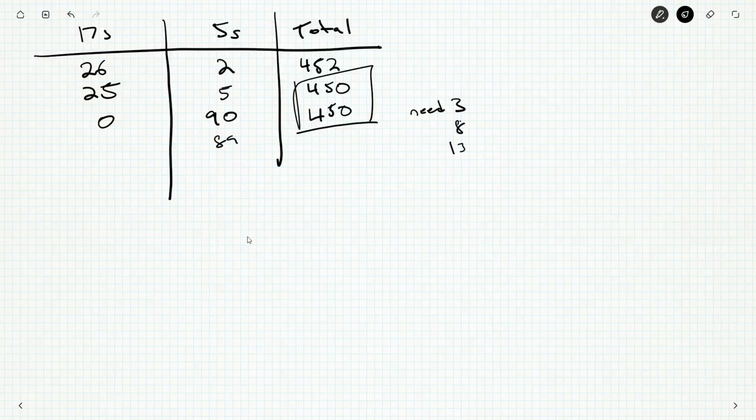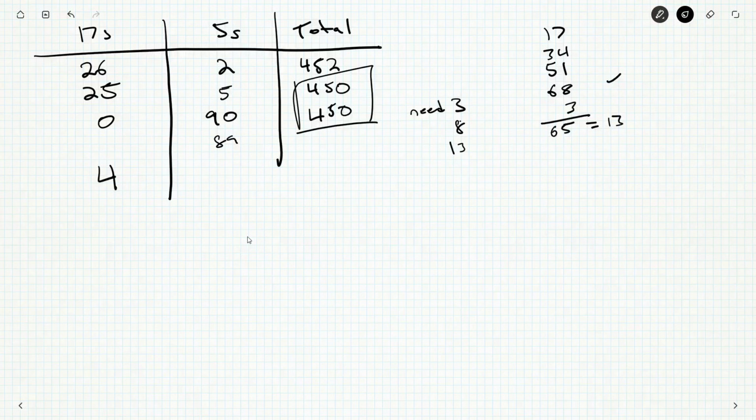Let's think of multiples of 17. 17, 34, any of these that have a 3 or an 8 at the end will do. 51, no, but 68, yes. So if I had 4 17s, and then subtract off 3, we get 60, so we get 13 5s.